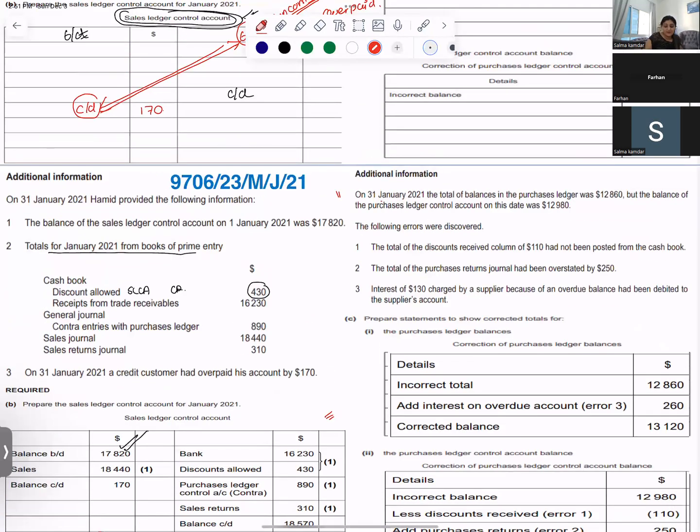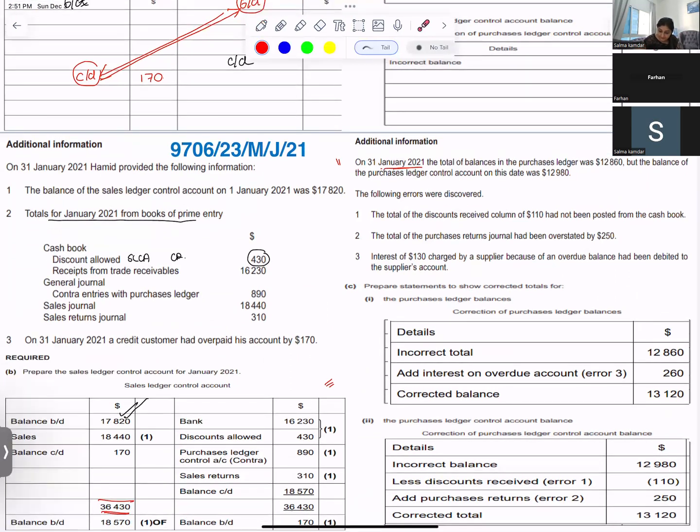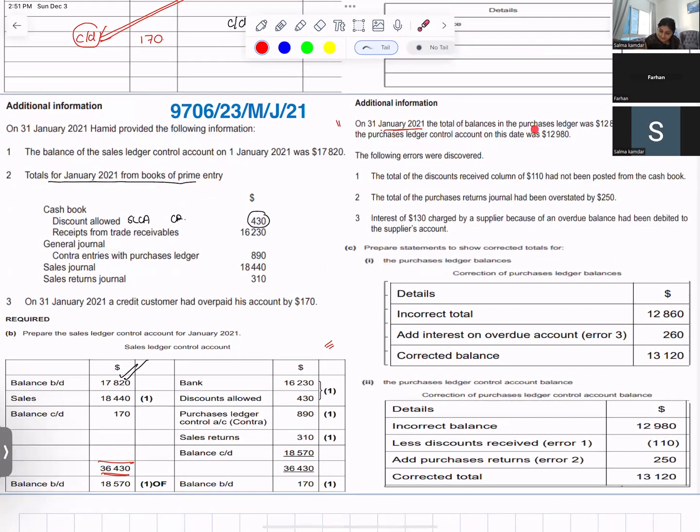Now see over here. Additional information they've given us. On 31st of January, can you read it? On 31st of January, the total of balances in the purchase ledger was 12,860. But the balance of the purchase ledger control account on this date was 12,980. Now what does this mean? It's an error of amounts.